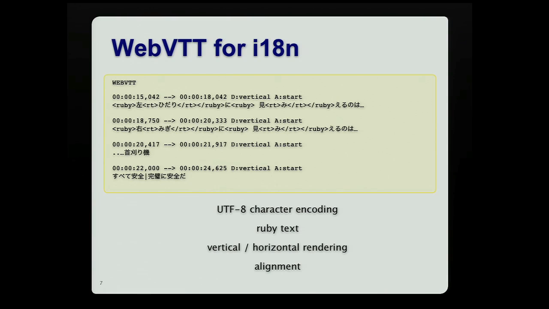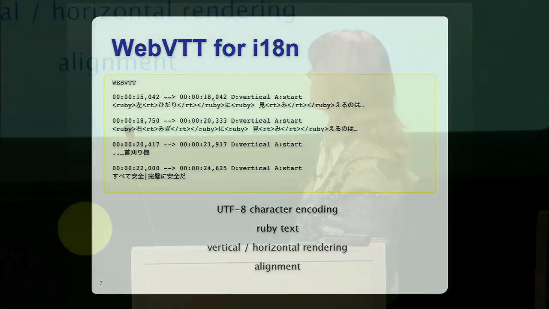It has a Ruby tag, which supports Asian languages in particular. Annotated Asian language characters are shown between an open and close Ruby tag, with the annotations between RT tags and the annotated text between RB tags. To the right of the start and stop times, codes read D:vertical and A:start. It also does vertical and horizontal rendering of text.